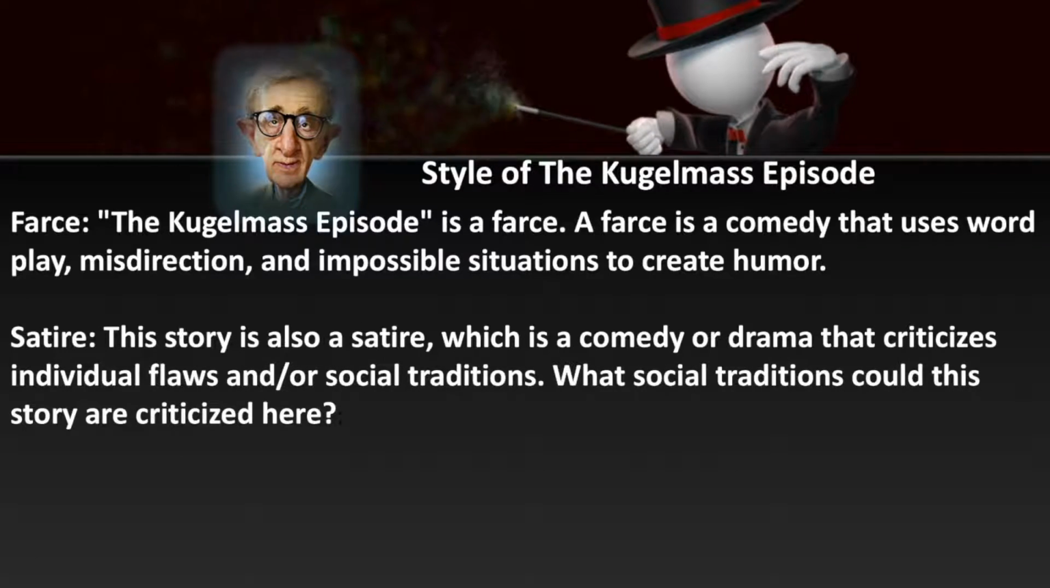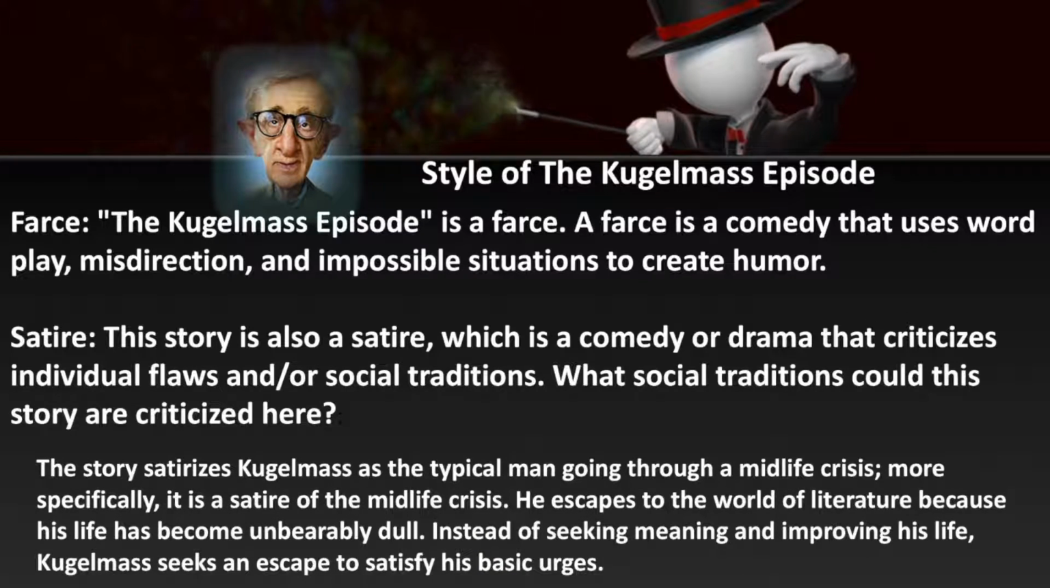So think for a moment about what social traditions are criticized in this story. Sorry, the wording's a little off there. So I'll describe one of them, but I want you to continue to think about that as we read through it. So one is the idea of the midlife crisis, that he escapes to the world of literature because his life has become unbearably dull. Instead of seeking meaning and improving his life, Kugelmass seeks an escape to satisfy his basic urges. So at heart, the story satirizes middle age, the midlife crisis. It satirizes a lot more than that, too. Think of how those ideas could be universalized beyond just middle life.